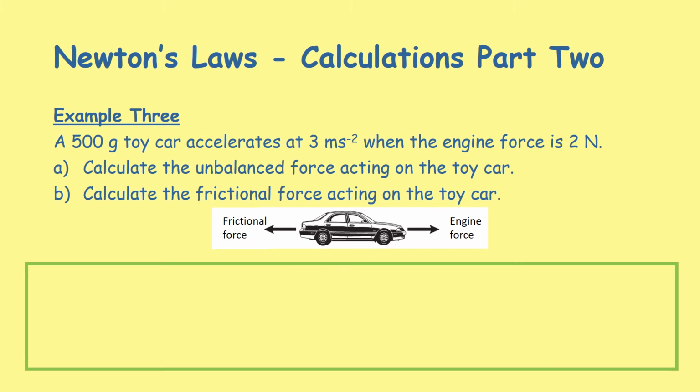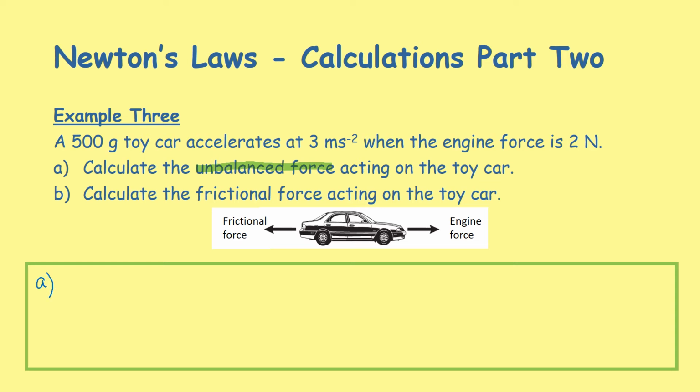Example 3. A 500-gram toy car accelerates at 3 meters per second squared when the engine force is 2 newtons. Part A. Calculate the unbalanced force acting on the toy car, and Part B. Calculate the frictional force acting on the toy car. This is different from our previous two examples because we're actually given one of the forces, but this is not the overall unbalanced force. This is what they want us to calculate first.